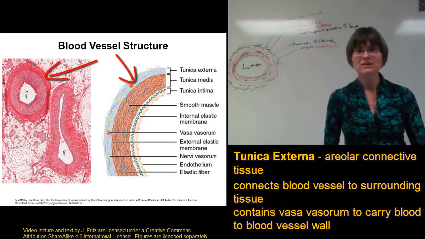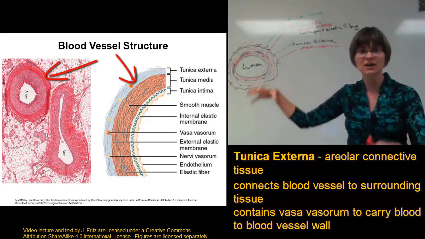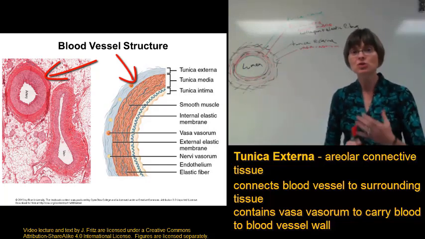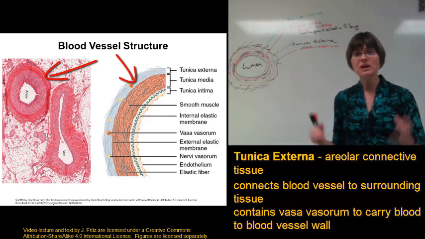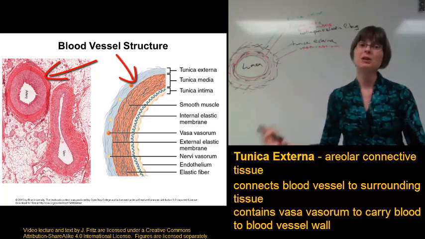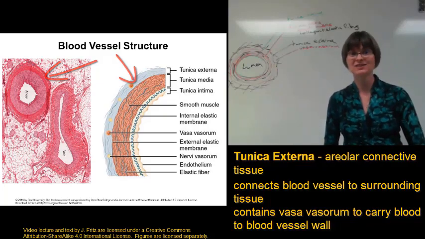Vasa vasorum means vessel of the vessels, and these are the blood vessels that are actually carrying oxygenated blood to the cells in the wall of the blood vessel themselves. So even the tissues in a blood vessel need blood vessels to carry oxygen and nutrients to them so that these cells can stay alive.